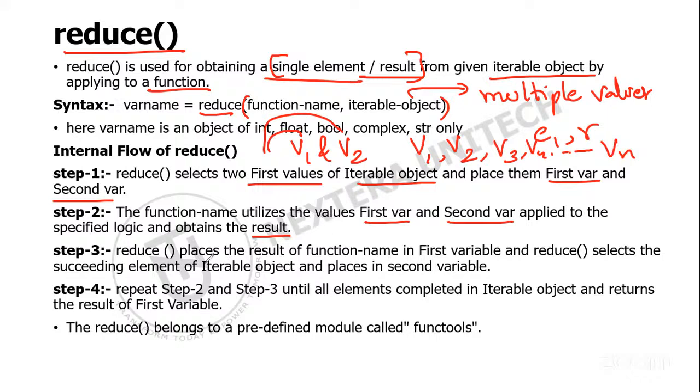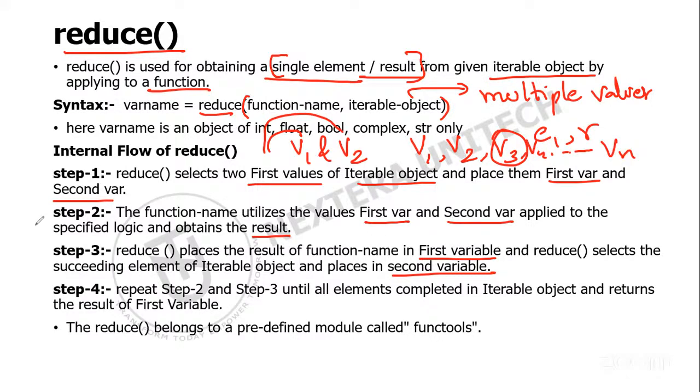Then what the reduce function does is it places the result of the function, the result obtained from value 1 and value 2, in the first variable again, and selects the third value. The next element in the sequence will be selected and placed in the second variable.